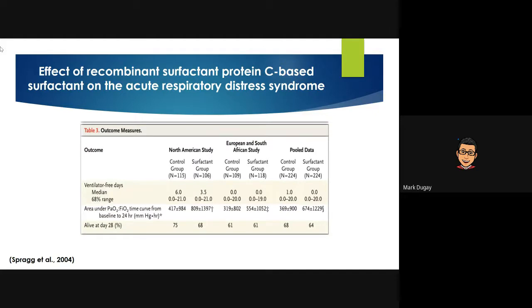Table 3 shows the outcome measures. After the treatment for 28 days, there was no significant difference between the groups in the distribution or median number of ventilator-free days per patient. The survival rate at 28 days also did not differ significantly between the groups. The average survival rate 28 days after the treatment was 66%. There was no significant difference between the groups in terms of mortality or the need for mechanical ventilation.